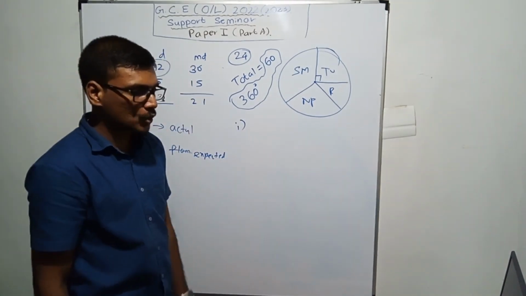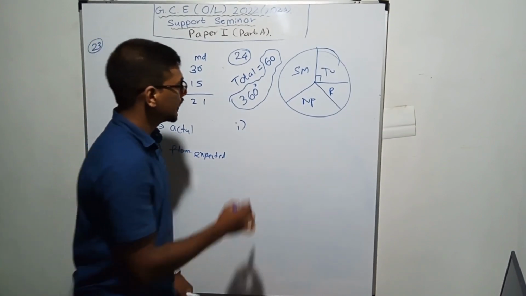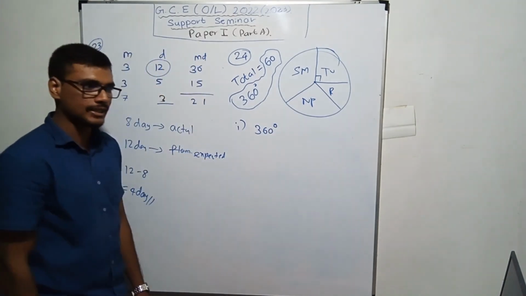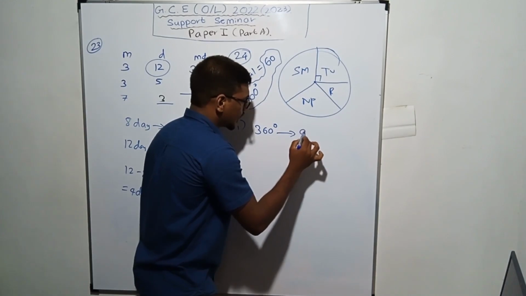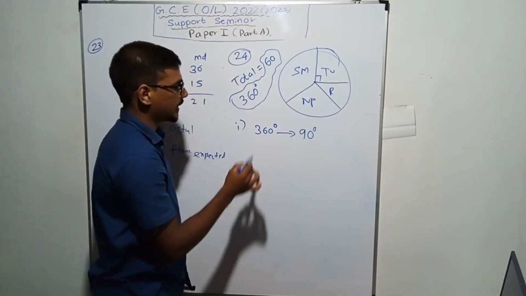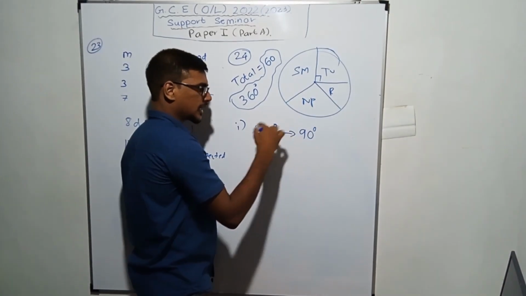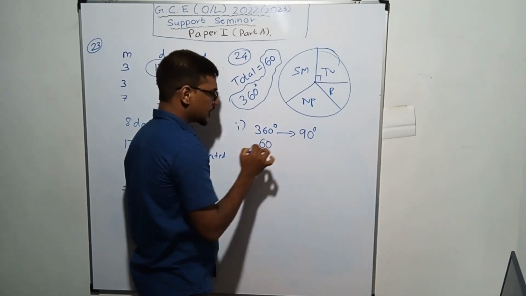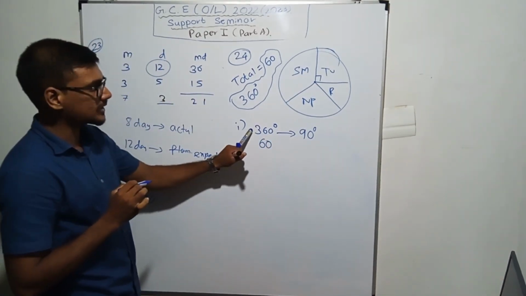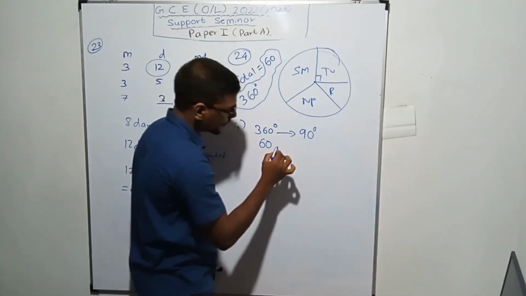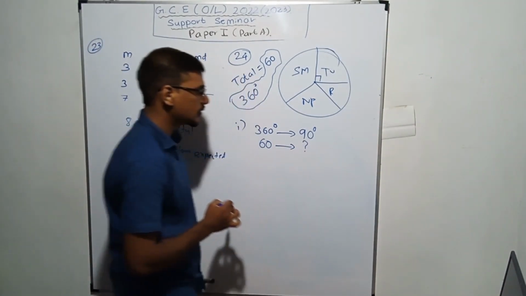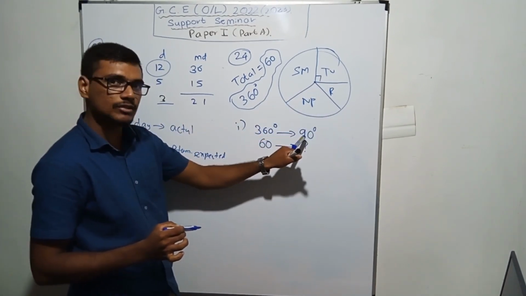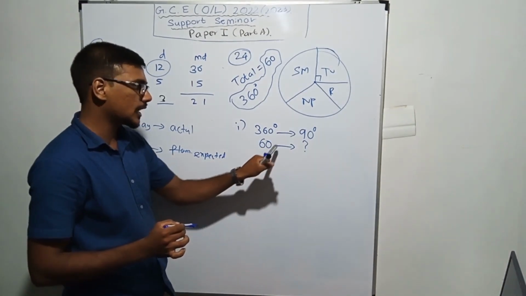Find the number of people who like television. Television, what we know? The total angle is 360. Out of that, 90 watch television. I am relating with the angle. So totally we know there are 60 people. Related to 360, it is 60 people. We have to find how many people watch television. If 360 degrees were there, 90 degrees will be for television. If 60 people are there, how many will be looking?